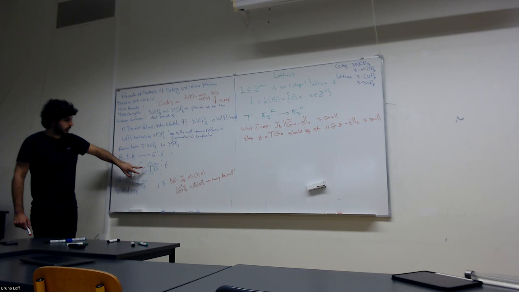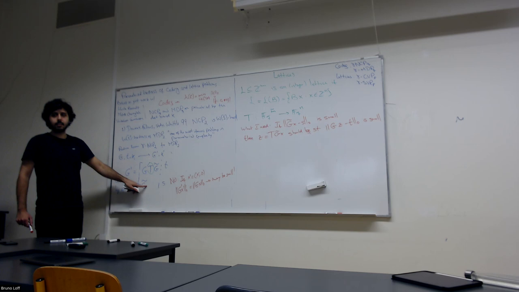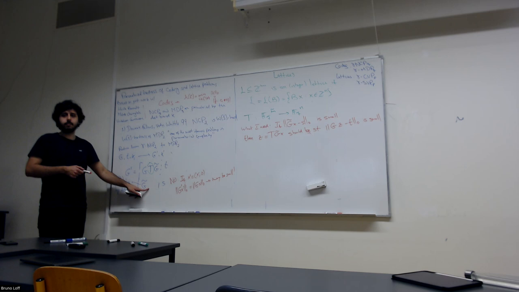So what I want to do is put here a linear map that translates code words of C tilde into code words of C, in a way that when code words of C tilde are close to S, the corresponding code word of C is close to T.